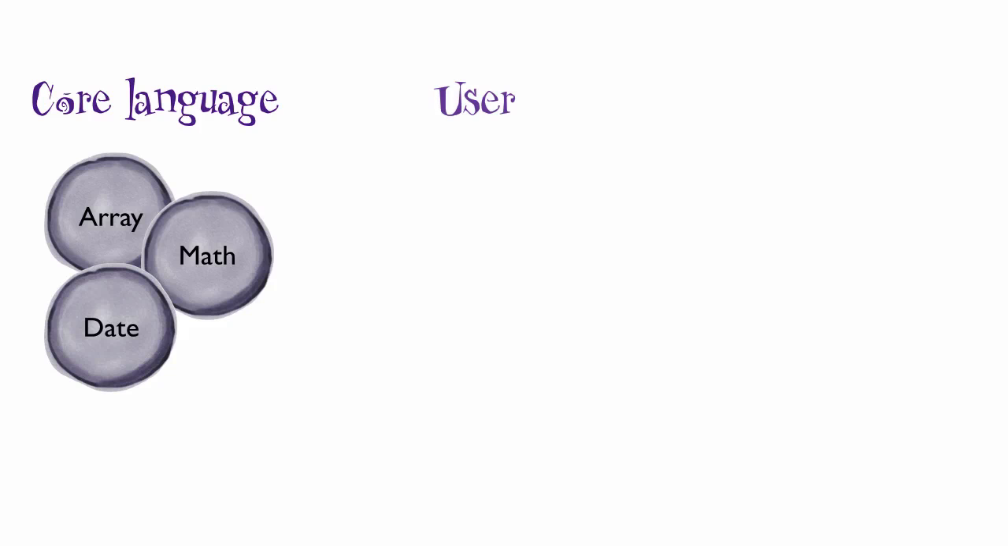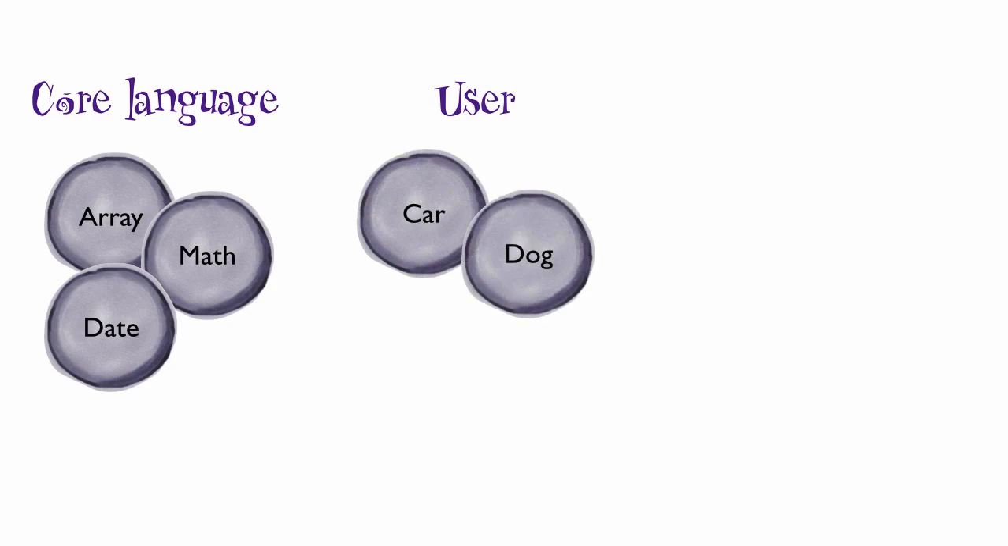The second category is user objects. These are objects you make yourself. They're entirely up to you, and so they'll be different in every application you write, depending on what that application needs to do. But the way that you create objects will be the same, whether you're writing JavaScript for the browser or for another environment.